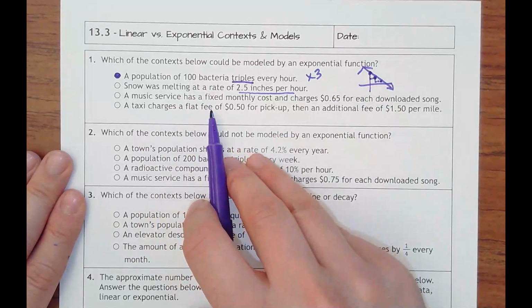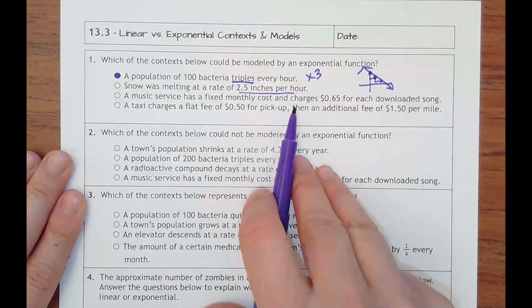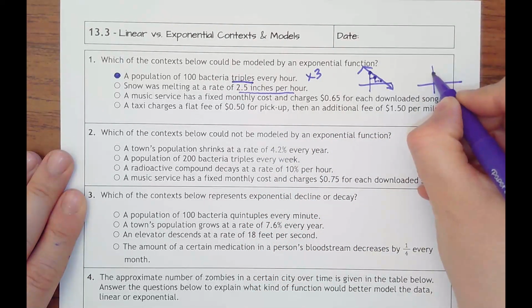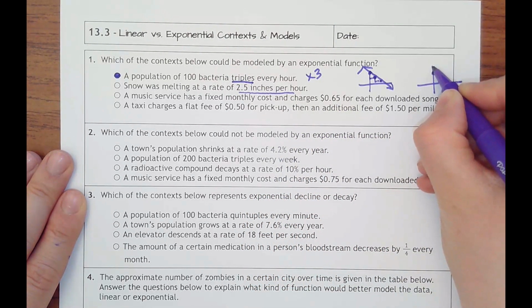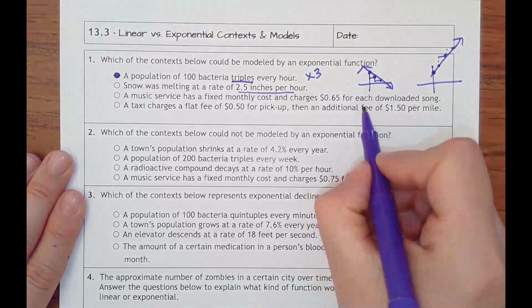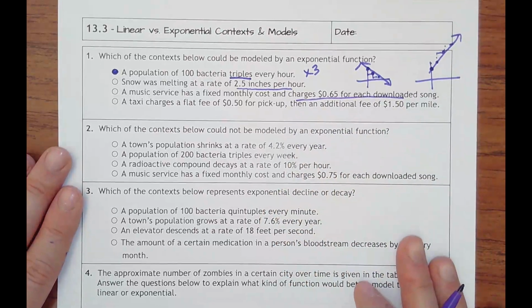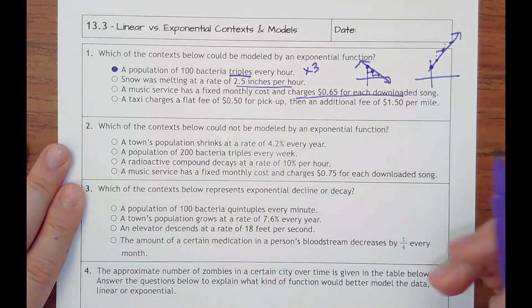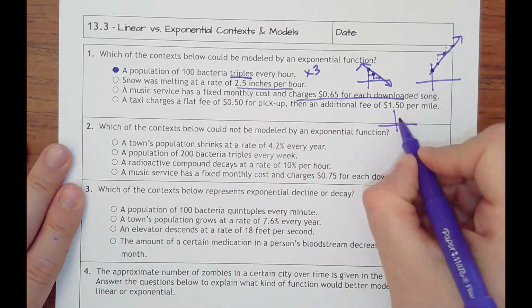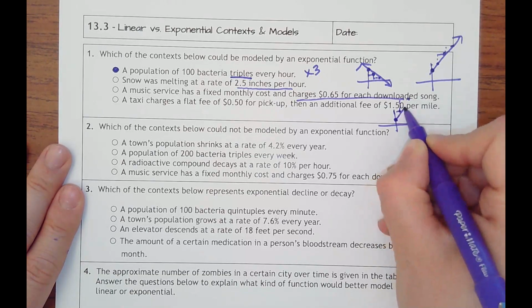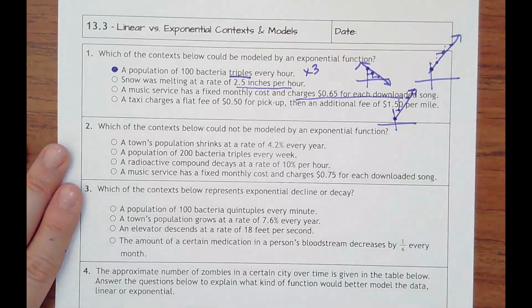A music service has a fixed monthly cost, and then it charges 65 cents for each download. So that's like graphing having some cost, and then it's 65 cents per download, 65 cents per download, 65 cents per download. Makes something linear. So that's not. And then a taxi charges a flat fee of 50 cents and then the additional $1.50 per mile. So again, it's going to be the pickup cost of 50 cents and then $1.50 per mile, $1.50 per mile. So all those things mean linear.